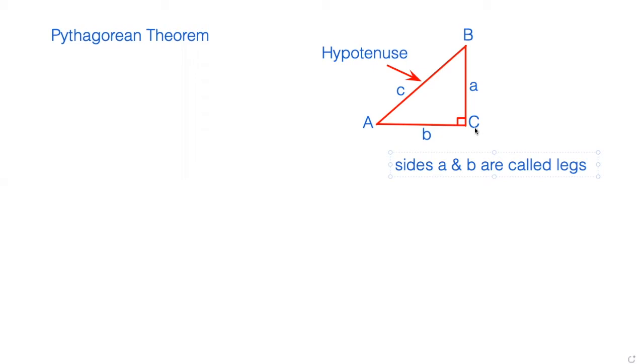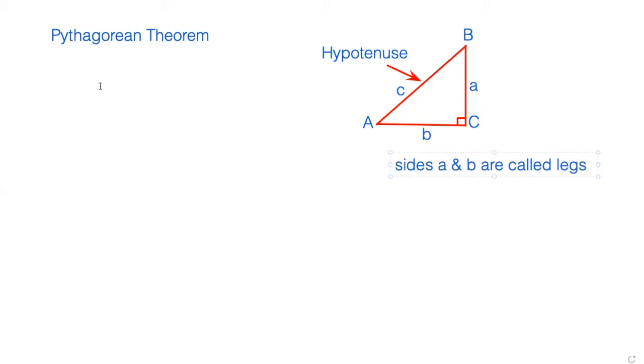The side opposite to the right angle is called the hypotenuse, and that is the longest side. And the other sides are called legs. If you notice, the side opposite to angle A is called a, the side opposite to angle B is called b, and the side opposite to angle C is called c. So the side lengths are denoted by small letters a, b, and c. Sides a and b are called the legs of the triangle.